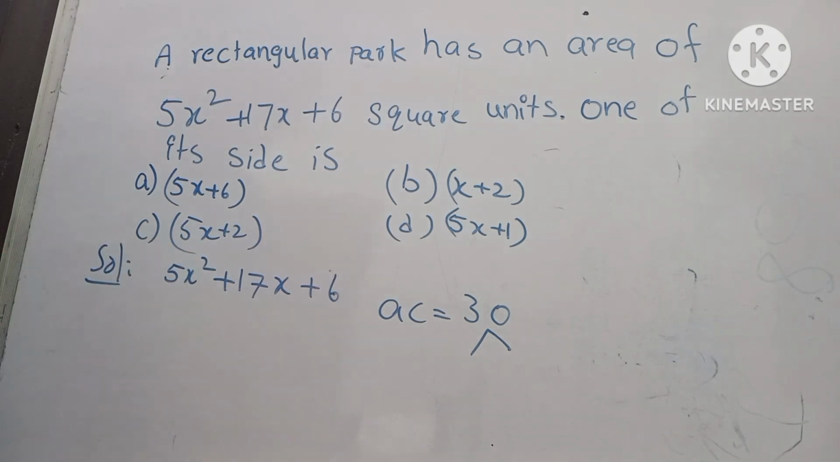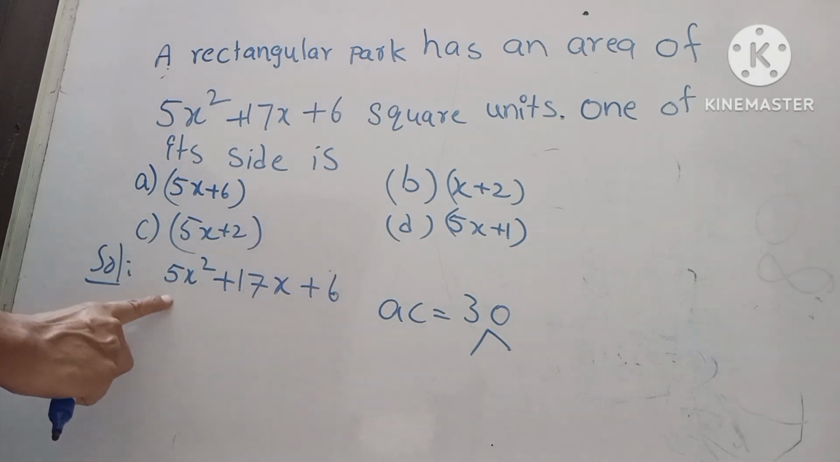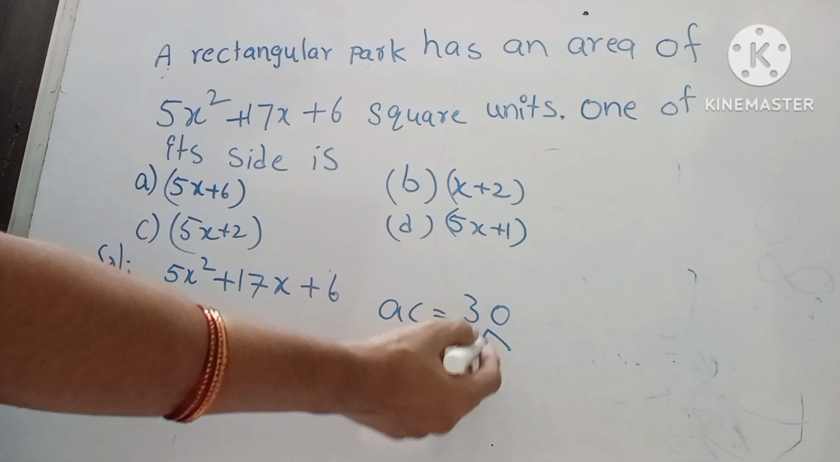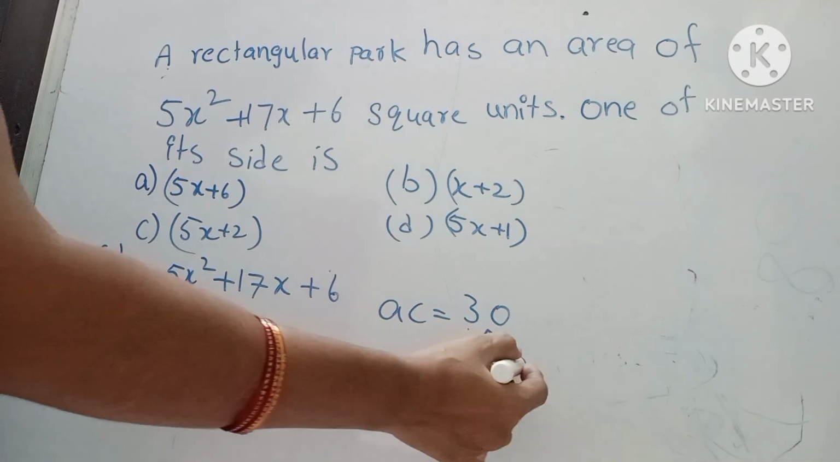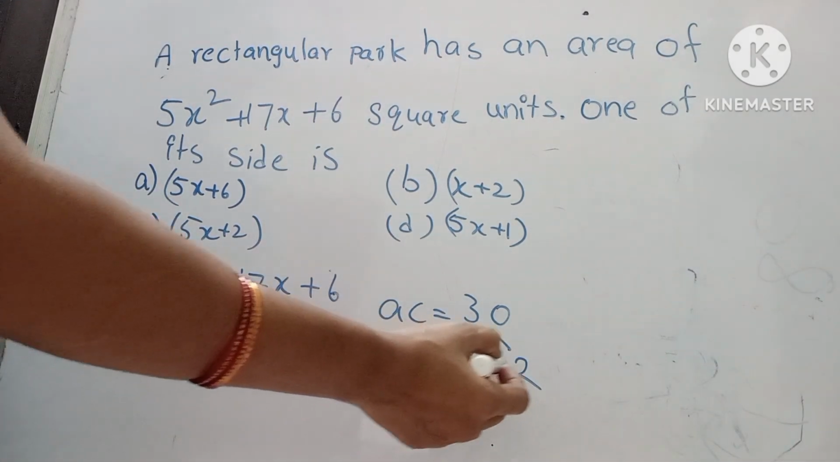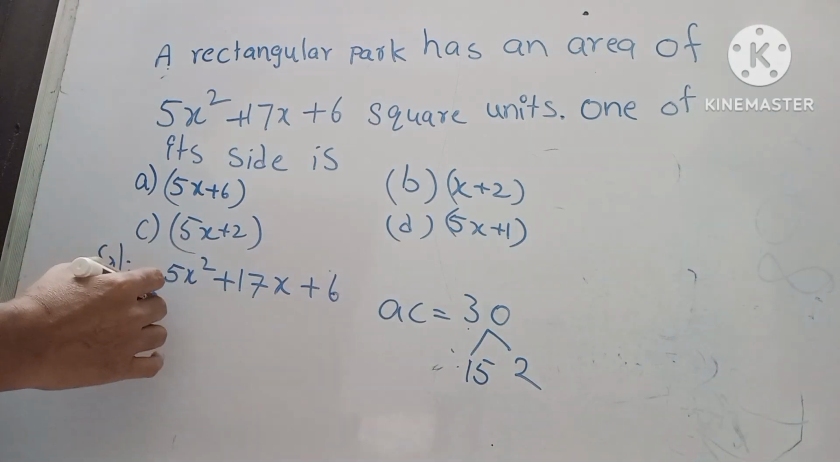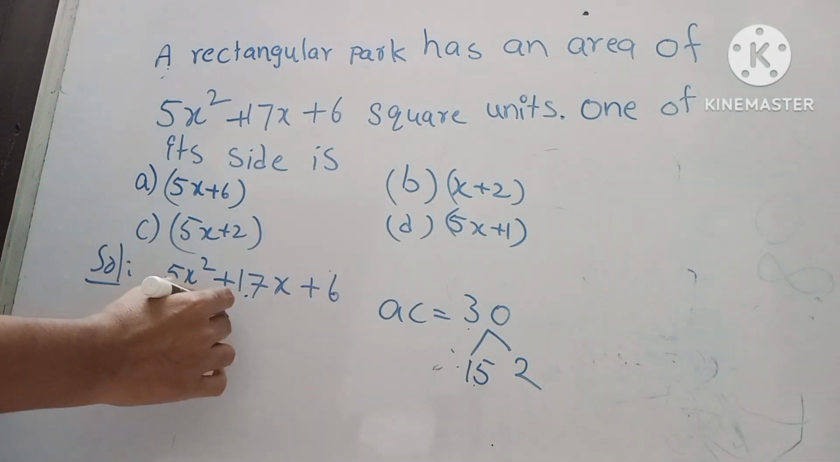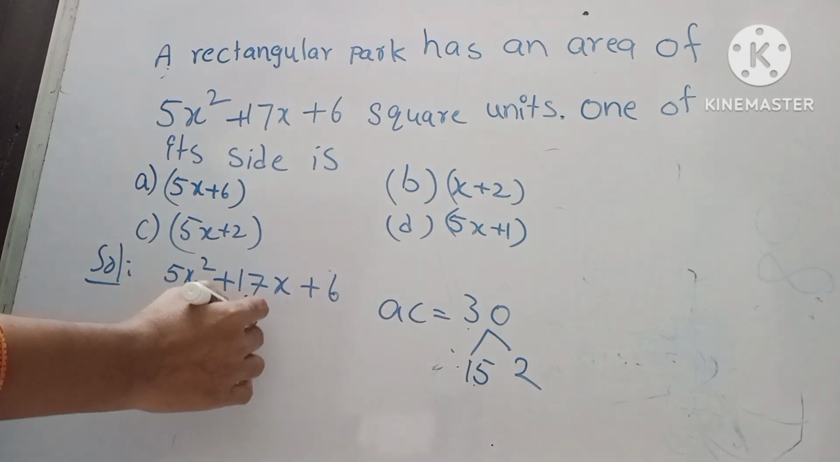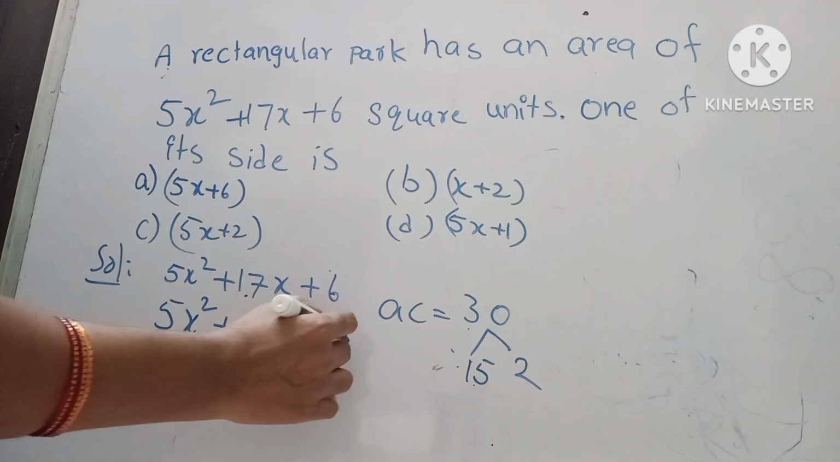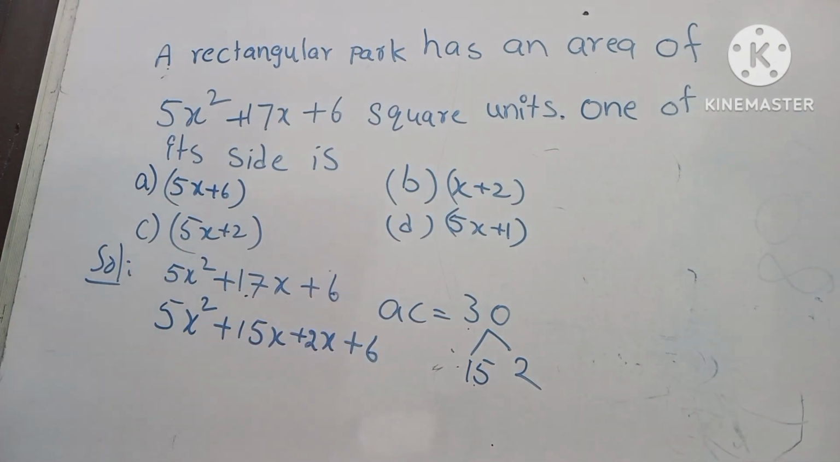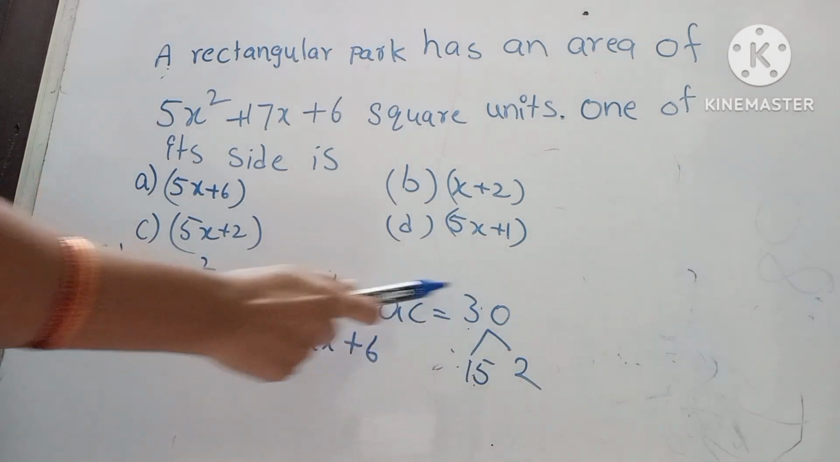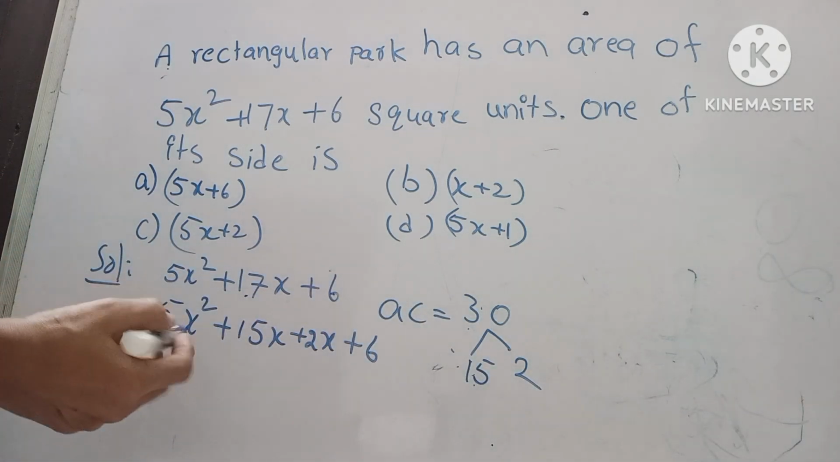We have to find the factors whose sum equals 17. Look, 30 ones are 30, 30 plus 1. 15 twos are 30. If you add 15 and 2, it gives 17. So in this case 17x can be written as 15x plus 2x. 5x square plus 15x plus 2x plus 6. The product of the two numbers is 30 and the sum is 17.